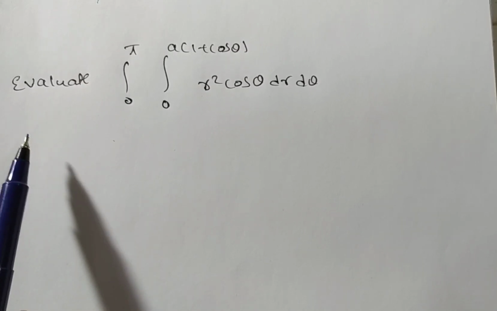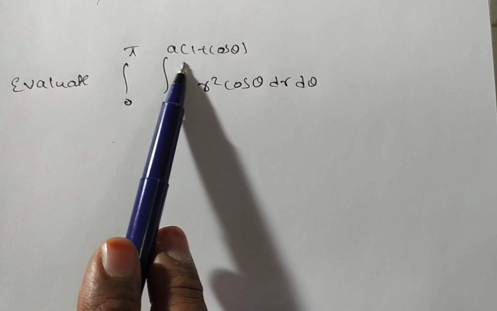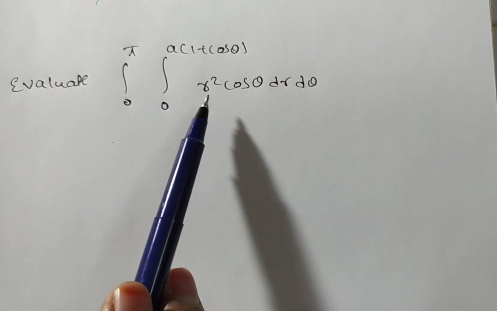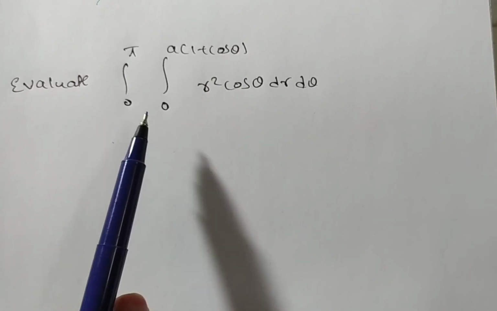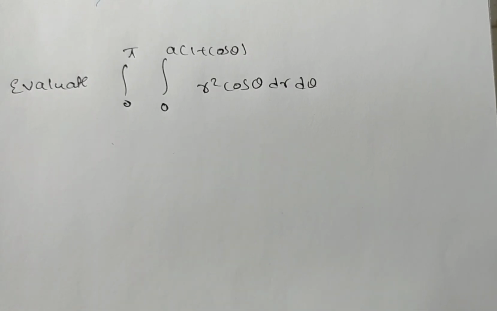Friends, the given problem is to evaluate the integral from 0 to pi, integral from 0 to a(1 + cos theta), of r square cos theta dr d theta. So here you observe the integrand is in terms of r comma theta. By the observation you can say this is a double integral of f of r comma theta dr d theta, right?